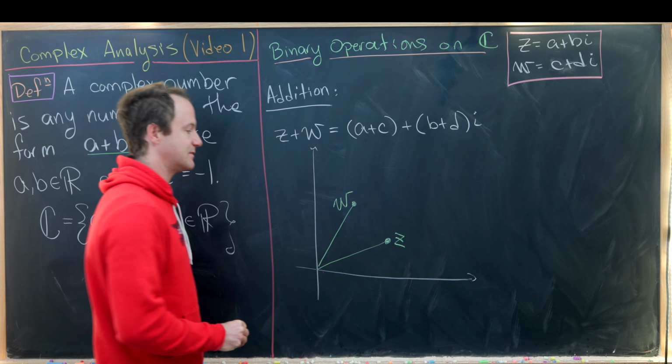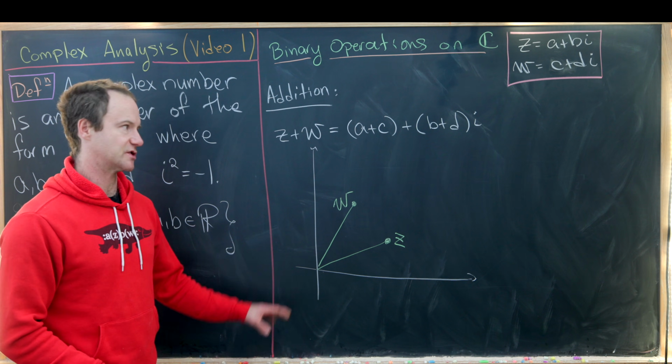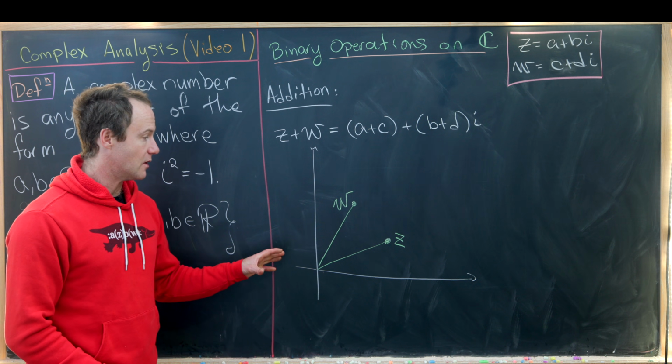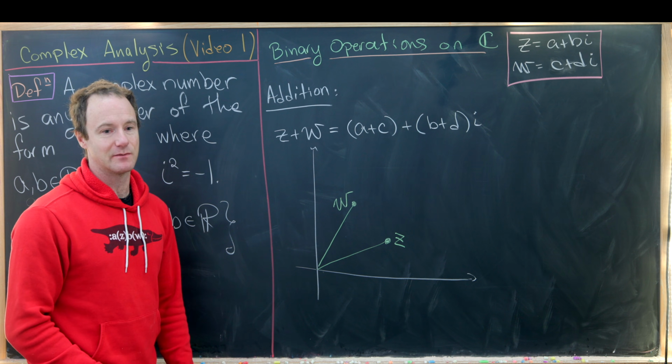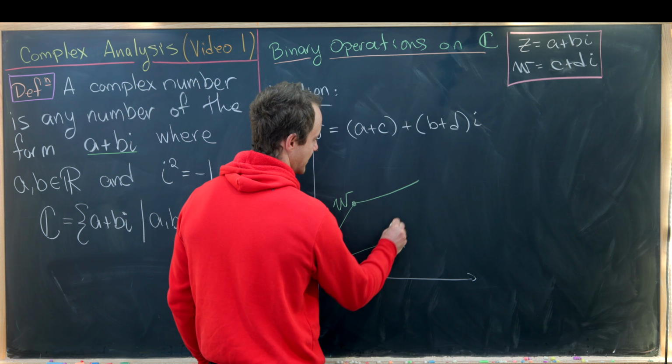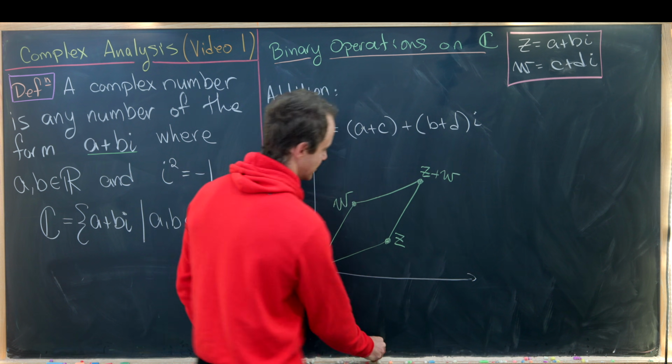So what is Z plus W in this case? Well, if you know anything about adding vectors, which is essentially what's going on here, you will know that addition of vectors is like completing a parallelogram. So here we can complete a parallelogram here, here, and this is going to be the point Z plus W.